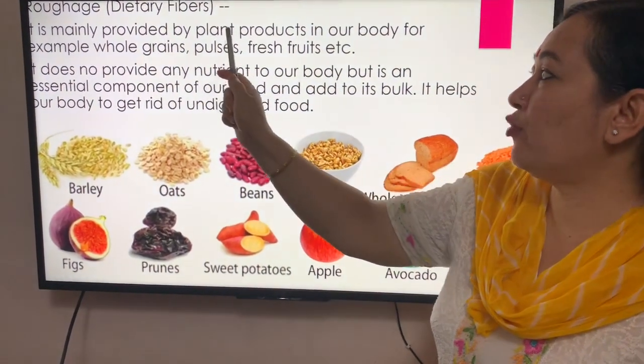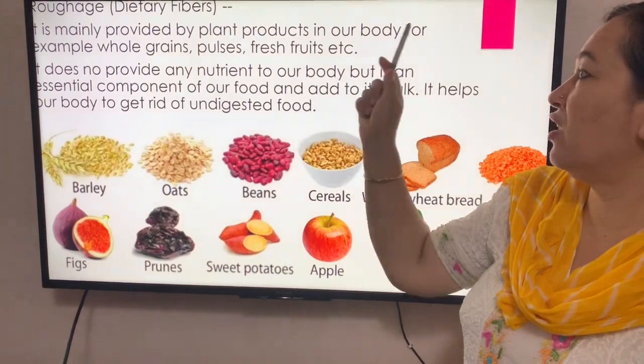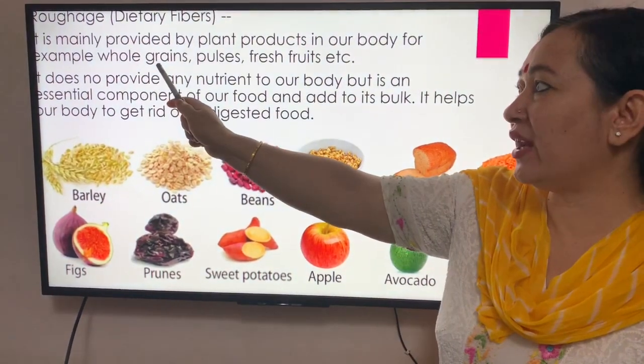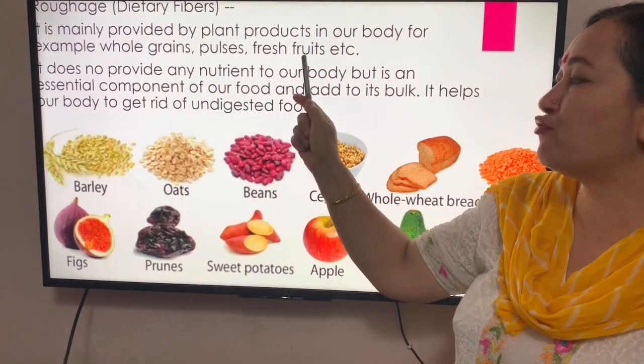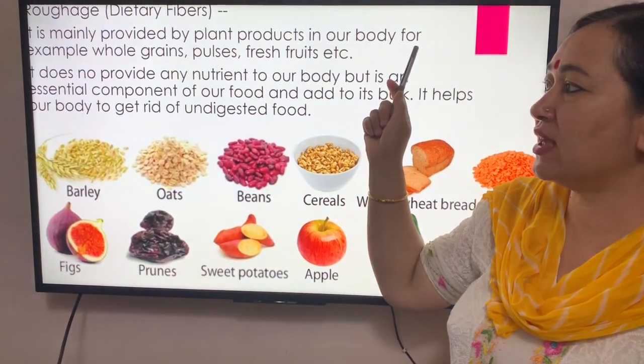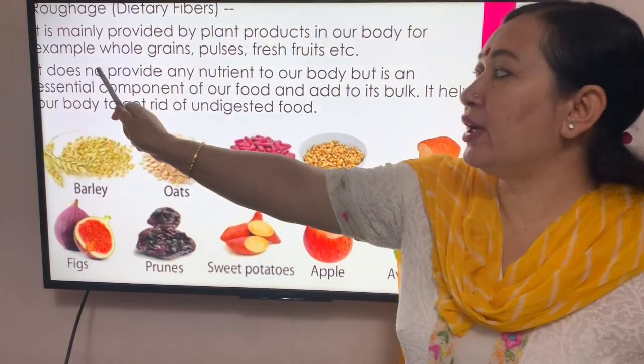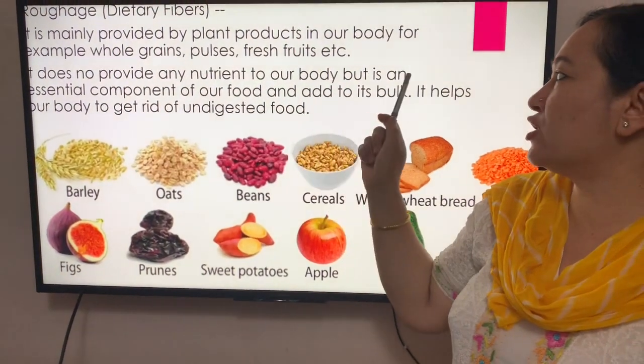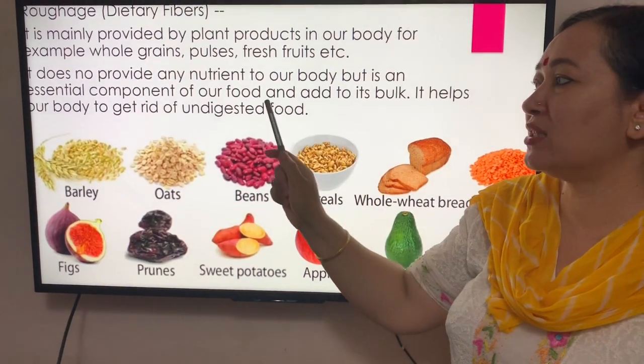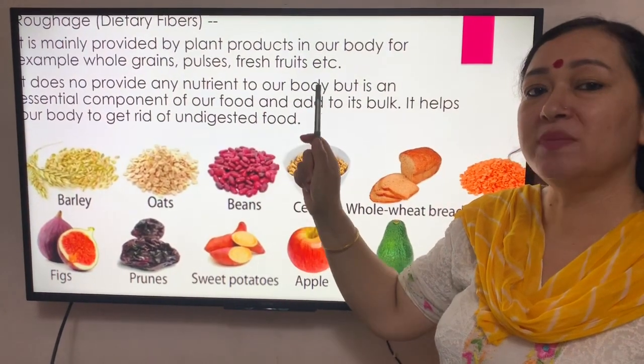The next category is roughage, which is also called dietary fiber. It is mainly provided by plant products in our body. For example, whole grains, pulses, fresh fruits, green vegetables, etc. Although it does not provide any nutrients to our body, it provides a very essential component which is bulk.